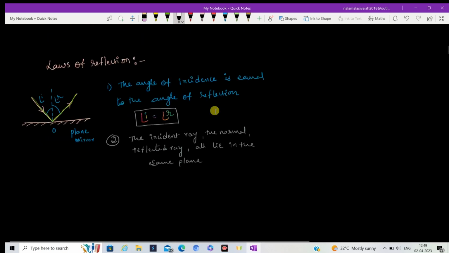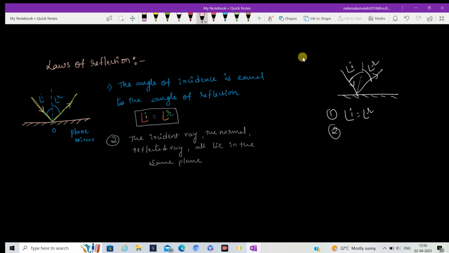Now the laws of reflection. There are two laws of reflection, very important, especially in the exam. Sometimes they will ask questions related to this concept. As you know, incident ray, reflected ray, and normal line. The angle between the incident ray and the normal line is called the angle of incidence. The angle between the reflected ray and the normal line is the angle of reflection. The first law: the angle of incidence is always equal to the angle of reflection, for any surface.